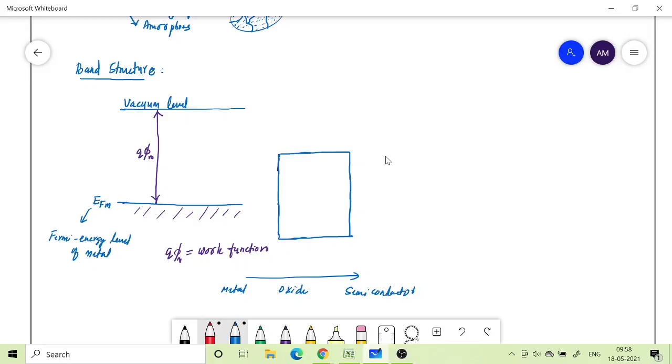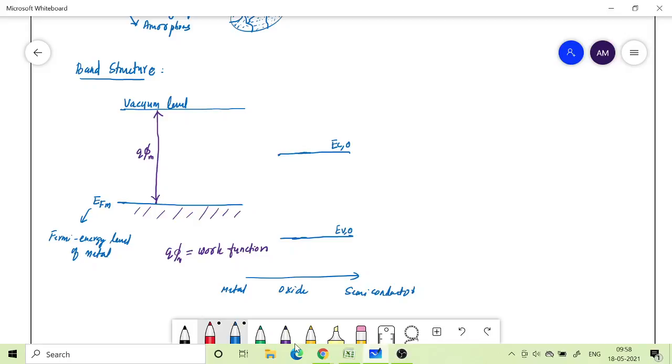Now what are these two levels that I am drawing? Maybe I can remove this. This vertical line is not necessary. There are two levels that I have drawn. The bottom level I call EV. This is the top of the valence band, but of the oxide. Oxide I will denote by O, and this is the conduction band, the bottom of the conduction band of the oxide.